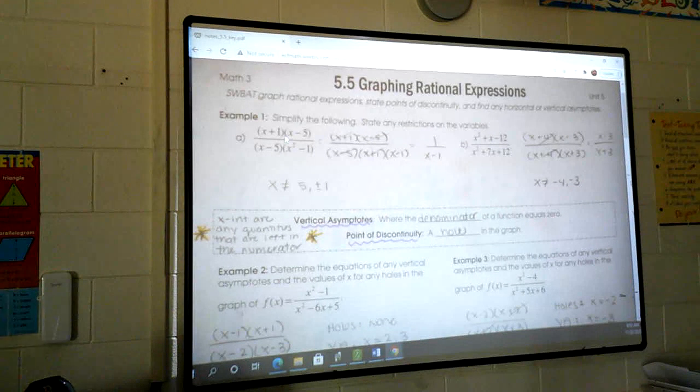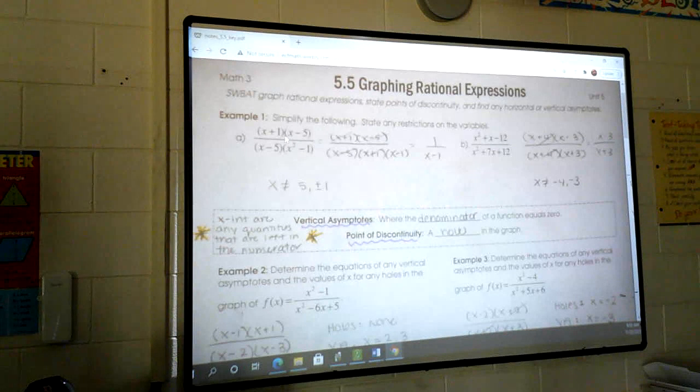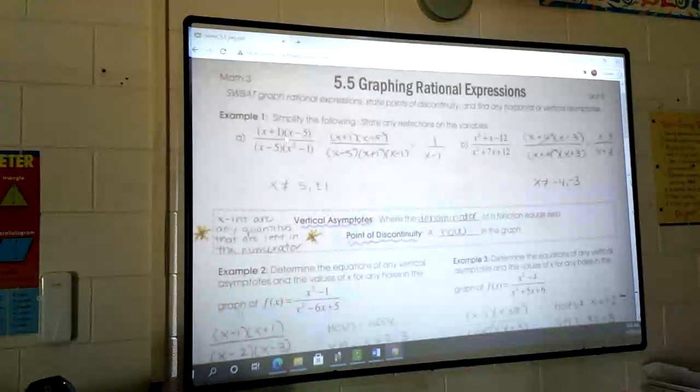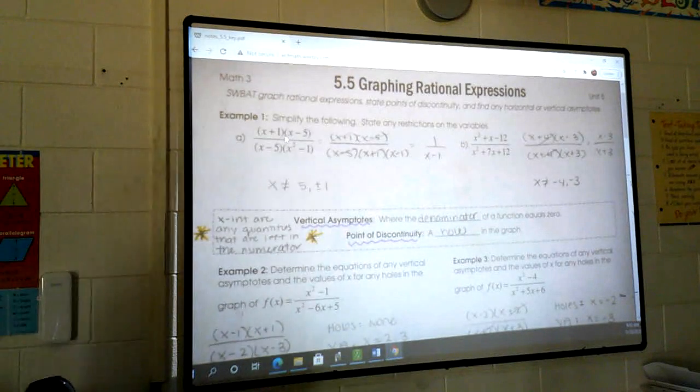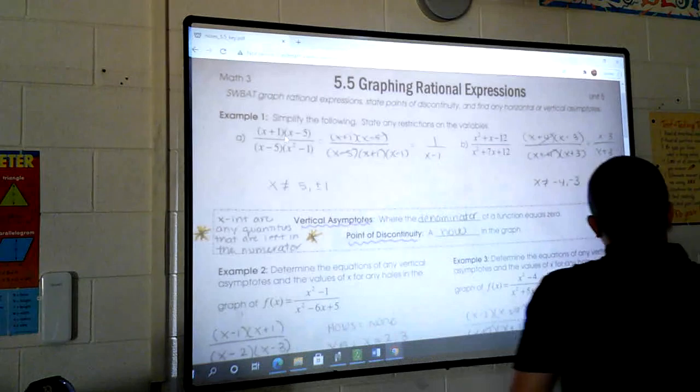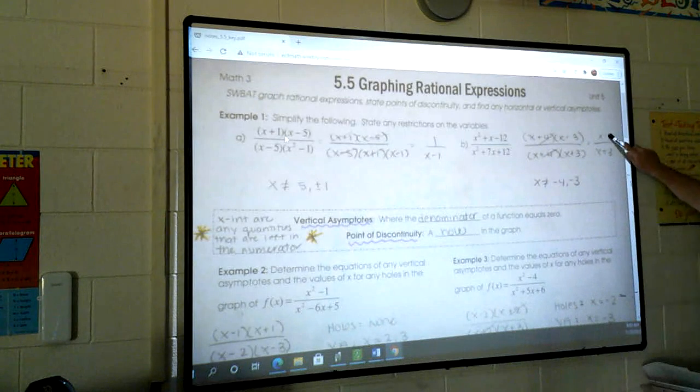And then it says there's a star over there to the left. You see it says x-intercepts are any quantities that are left in the numerator. So your x-intercept is where it crosses, obviously, the x-axis. That is anything that's left in the numerator. So, for example, if x minus 3 is left in the numerator, you know you're going to have an x-intercept at 3 because that was left in the top of the fraction.